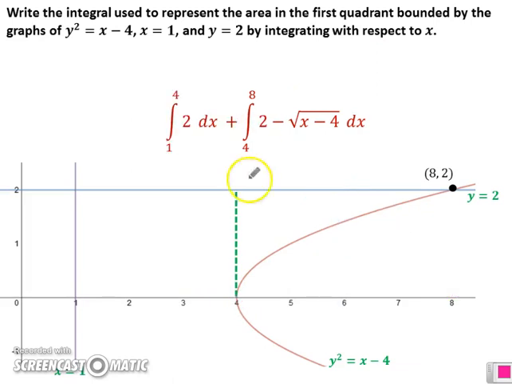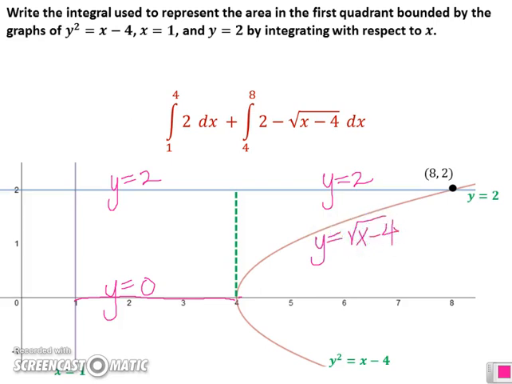So for the final answer, we had to split it up into 2 pieces, because from 1 to 4, the bottom curve was technically y equals 0. If you wanted to, we could have done top curve minus bottom curve here, where the top curve is y equals 2 and the bottom curve is y equals 0. That's fine. This would just look like 2 minus 0, which you don't really need. And then starting at 4, the top curve is still y equals 2, but the bottom curve is y equals the square root of x minus 4. So that happened from 4 to 8. Okay, hopefully that makes a little sense.